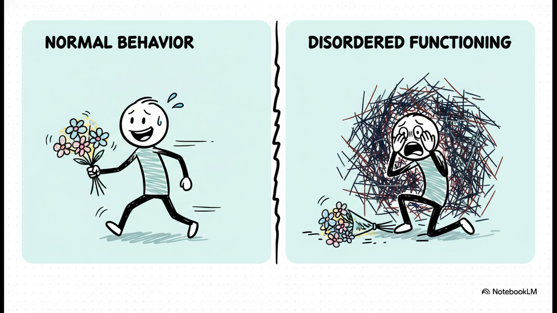Let's use anxiety as an example. Look, everyone feels anxious. Being nervous before a first date, completely normal. It pumps you up, motivates you to look your best, right? But disordered functioning happens when that anxiety becomes so intensely overwhelming that it causes significant impairment. If your anxiety physically stops you from making eye contact or triggers a panic attack so bad you have to cancel the date entirely, it's crossed a line. To be a disorder, it must significantly interfere with your daily life, your work, or your relationships.